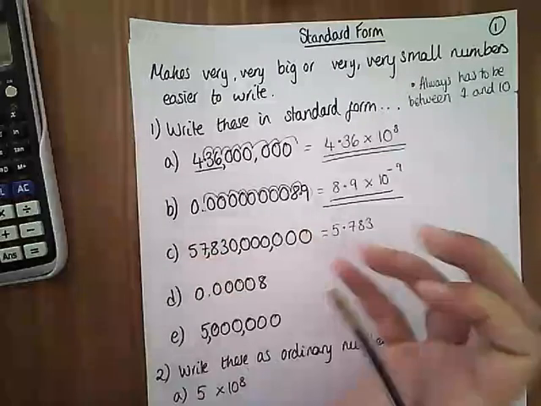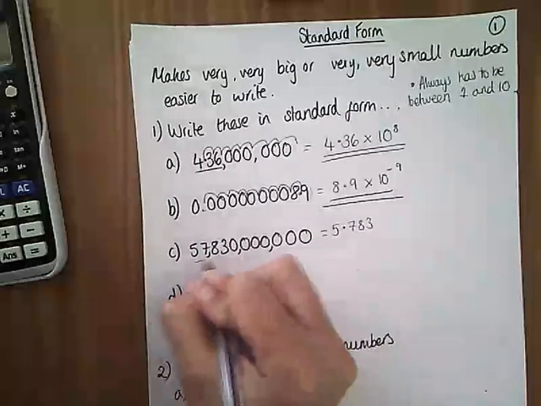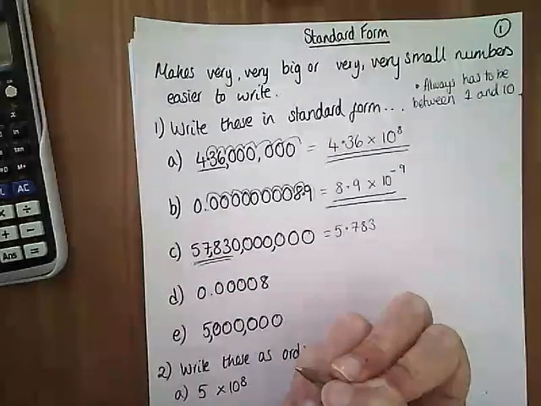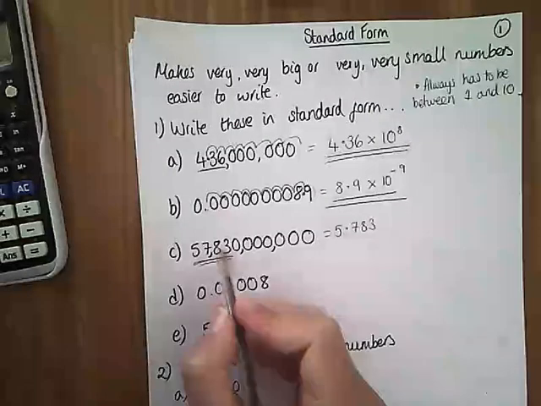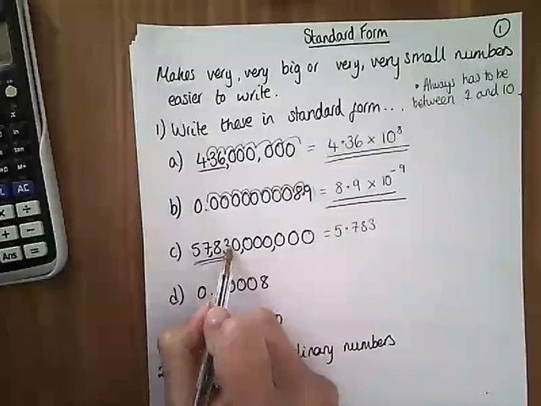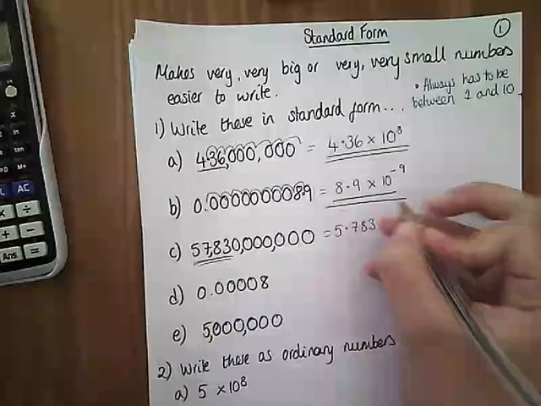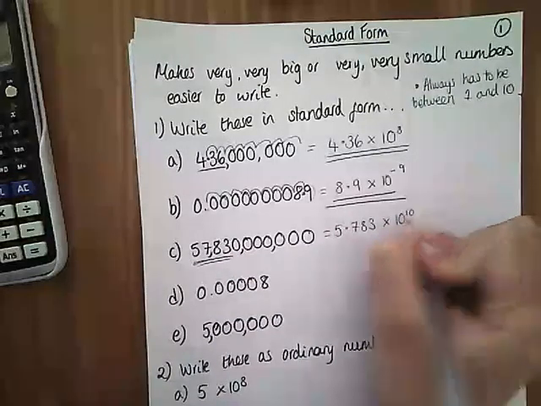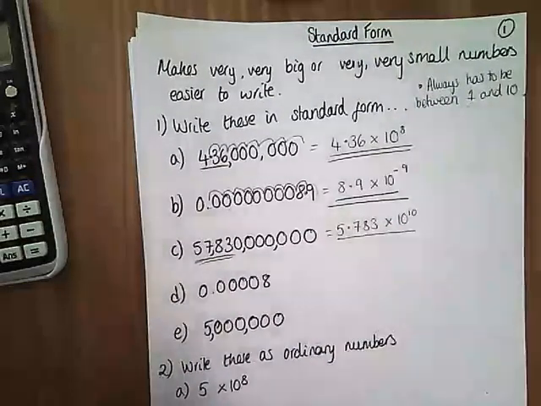Unless it tells you to do it to 3 sig fig, you must have all the numbers they put on. Okay? So 5.783, we've got to do 3 hops to get out of there, and then we've got 7 zeros, so that's 10 in total. So it's 5.783 times 10 to the 10.